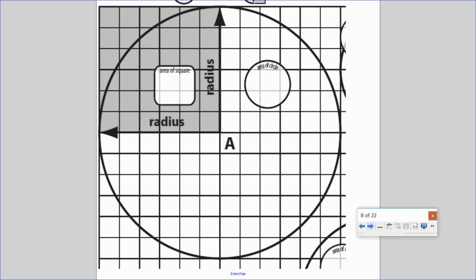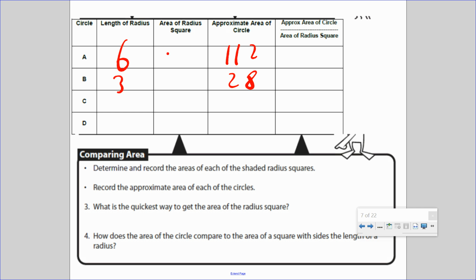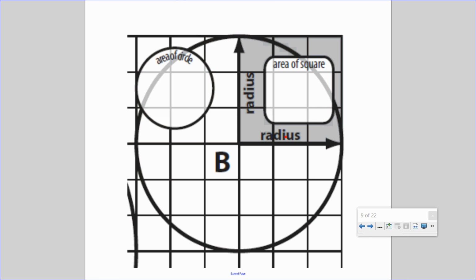So here's A. I want you to find the area of this radius square. This radius is 1, 2, 3, 4, 5, 6, and this radius is 1, 2, 3, 4, 5, 6. 6 times 6, the area of the square is 36. Let's look at B now. 1, 2, 3. 1, 2, 3. The area of this square is 9.